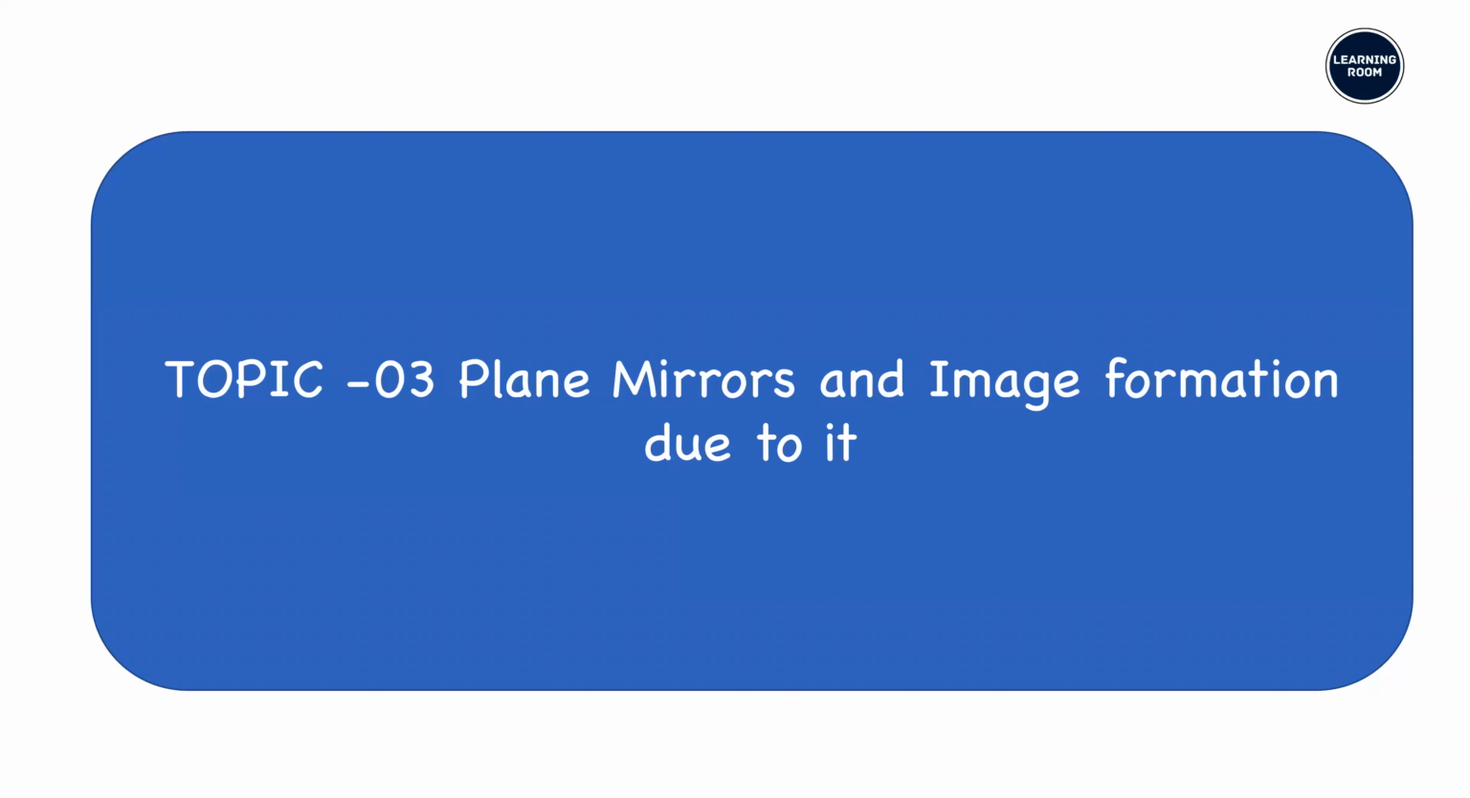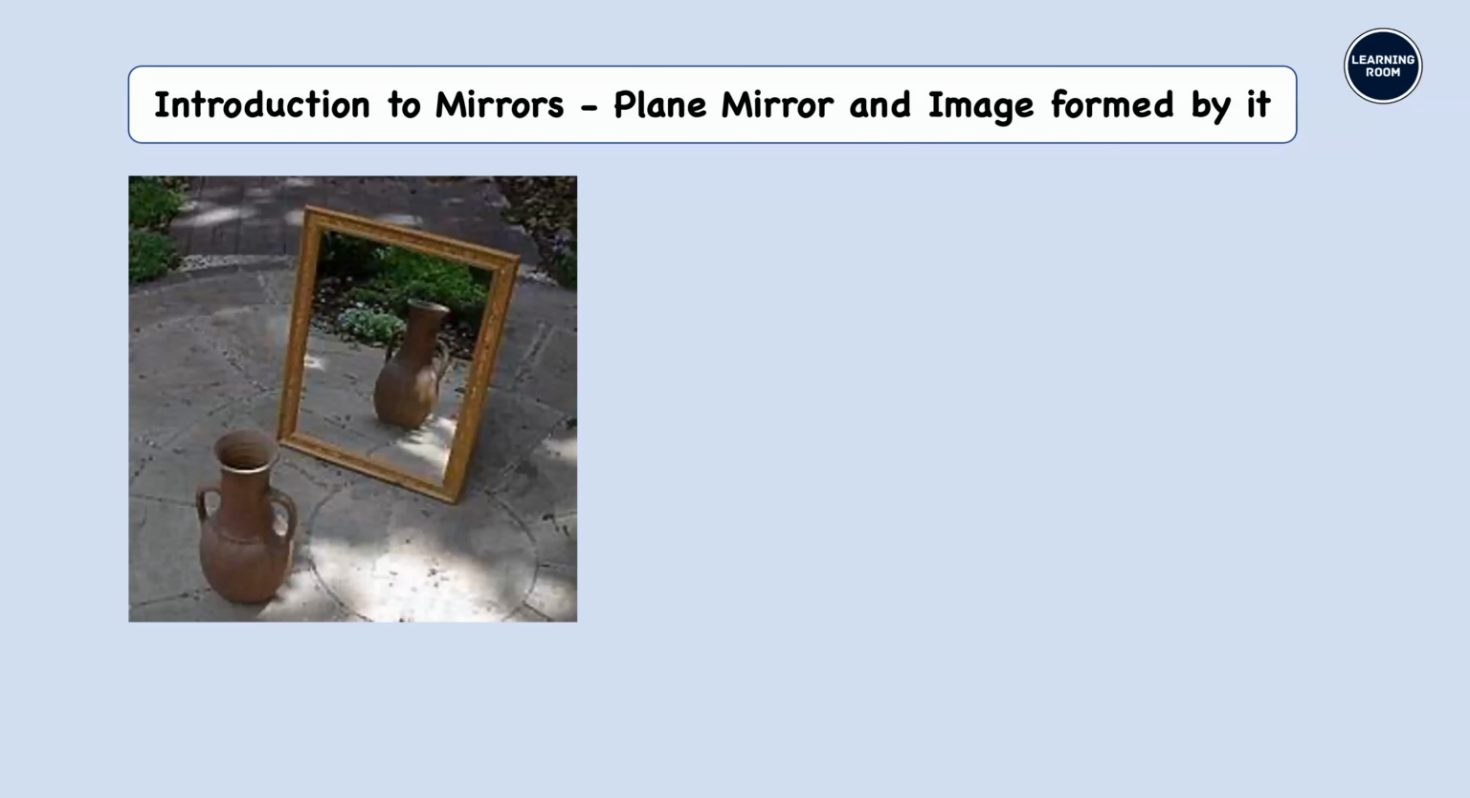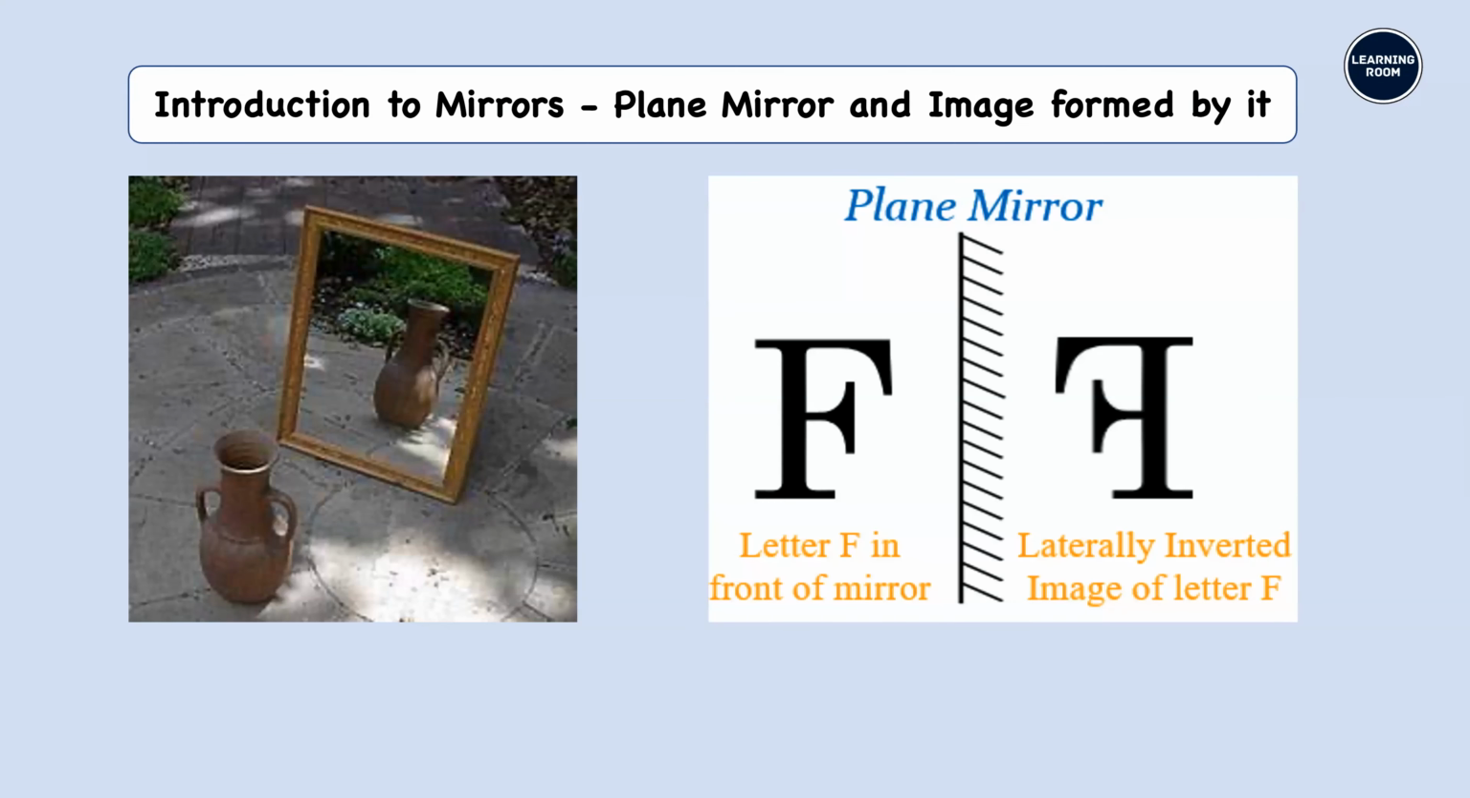So next we will see plane mirrors and image formation due to them, right? You have seen these mirrors, like how images are formed due to plane mirrors. The most important thing you can observe with respect to a plane mirror is something like this will happen. And what is this called? A laterally inverted image. So there is a lateral inversion taking place.